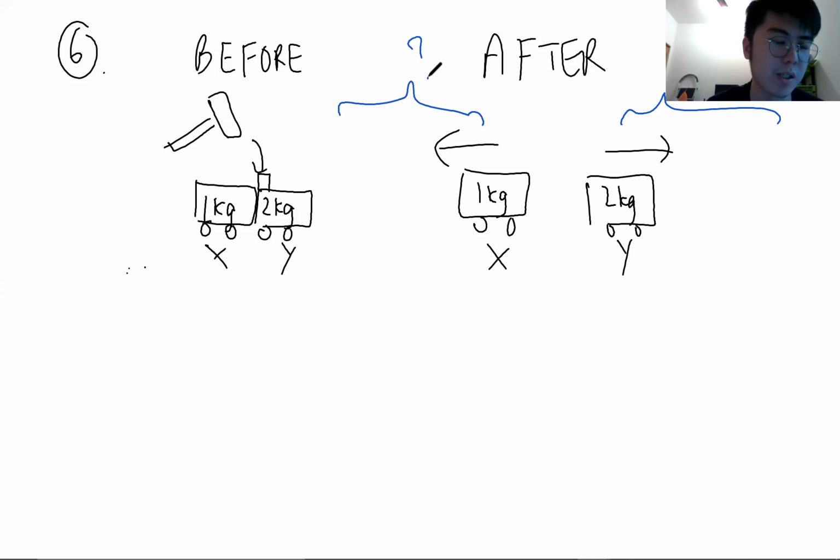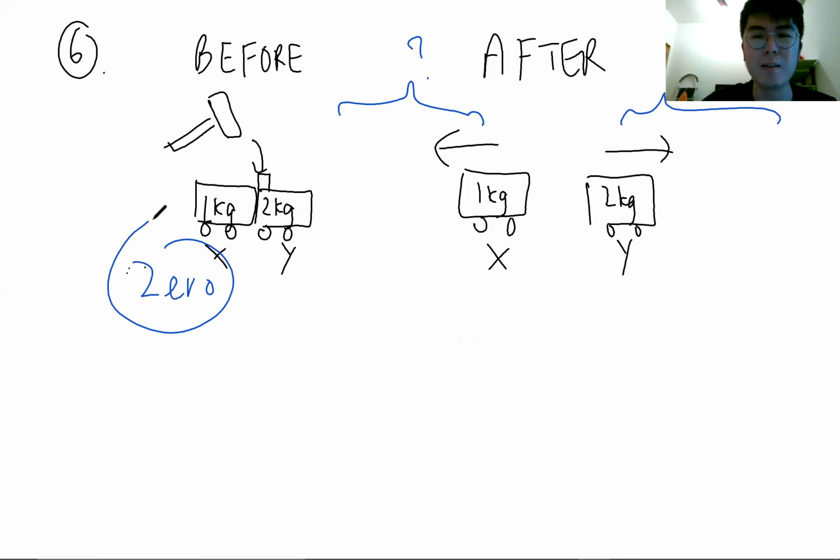Okay, now this question is a little bit tricky, it's a little bit different, but the method is still there. It's still about conservation of momentum. So what we're going to do is we apply the total momentum before equals to after. So total momentum before is 0 because both trolleys are not moving, right? And the total momentum after.